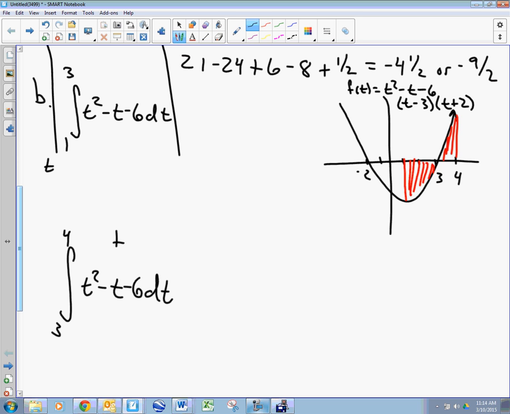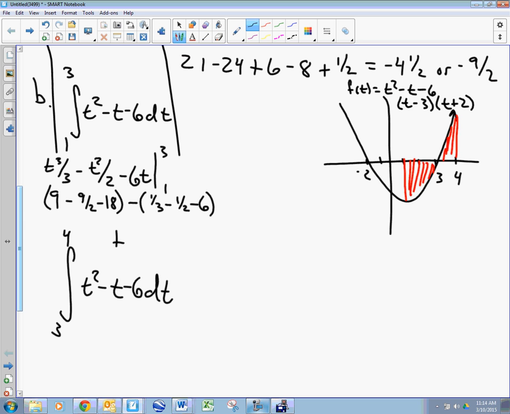Antiderivative: t to the third over 3 minus t squared over 2 minus 6t. If I plug in 3, I get 9 minus 9/2 minus 18, minus 1/3 minus 1/2 minus 6. 9 minus 18 is -9, plus 6, -3.